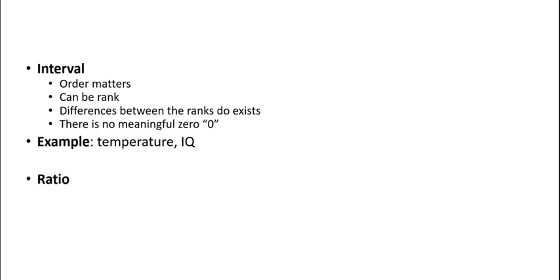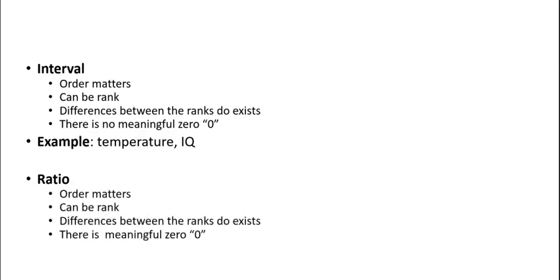And the last one is ratio scale data. It is the same as interval scale data, but here there exists a true zero. So order matters, differences are measurable, and it contains a zero starting point. For example, height, weight, time, salary, age. As you know, height or weight cannot be less than zero.